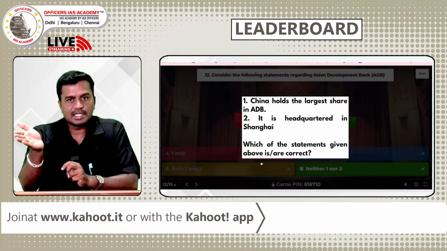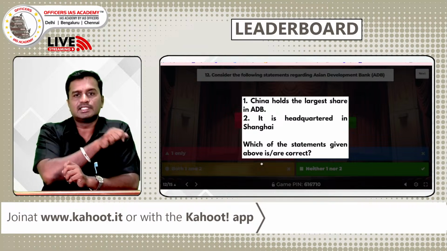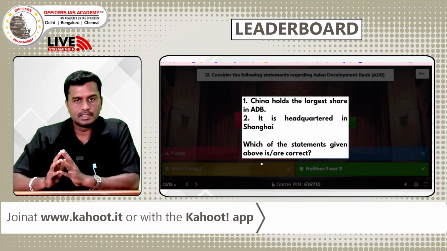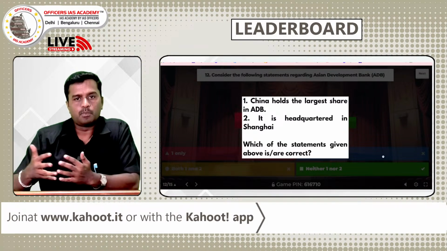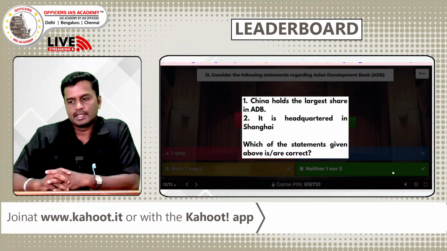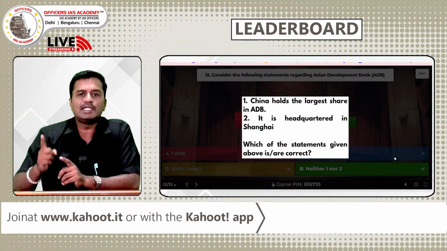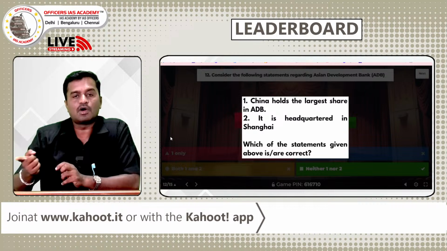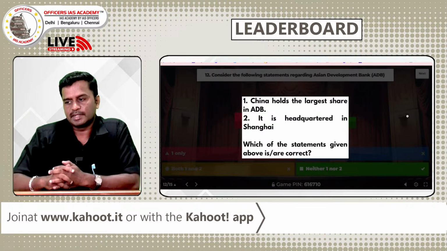But ADB is an economic organization, it is a bank. But the political alliance is reflecting in the economic organization ADB also. This is how you should study IR in future, right? So economy, politics, security, everything will be interrelated. The second statement is also incorrect. This bank is headquartered in Manila in the Philippines. Shanghai is the headquarters of another bank called the BRICS Bank or NDB. Shanghai. Next question, please.